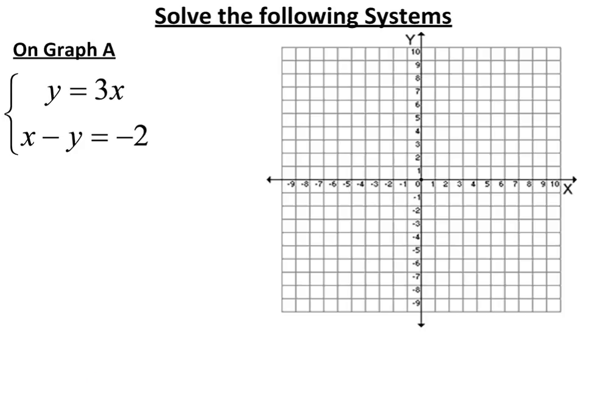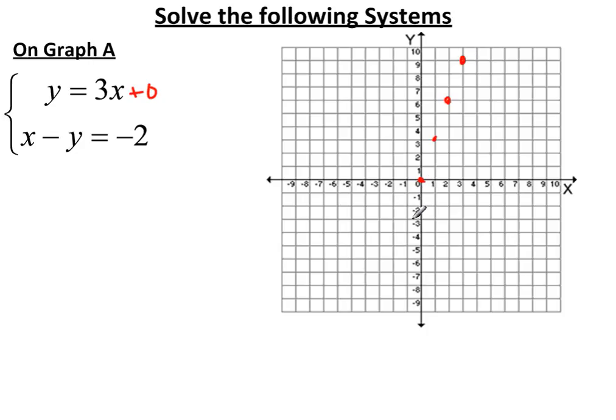In this one we have two linear equations. y equals 3x is in slope-intercept form, so let's make it 3x plus 0. So I'm going to go through the point (0, 0), and it's going to have a slope of up 3, right 1, up 3, right 1, and so on.